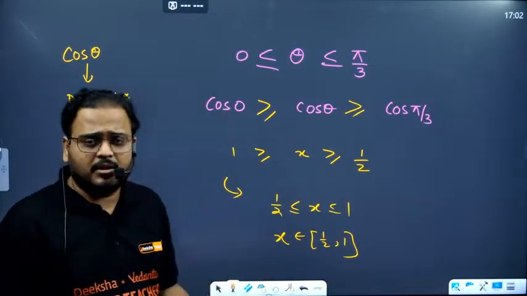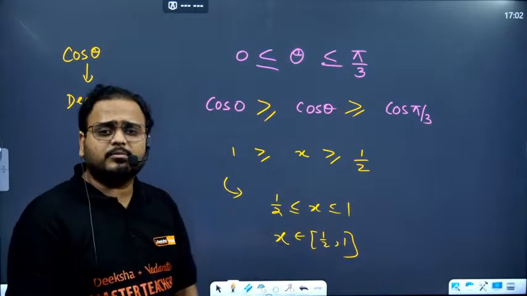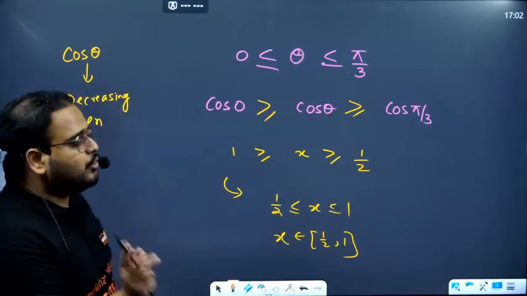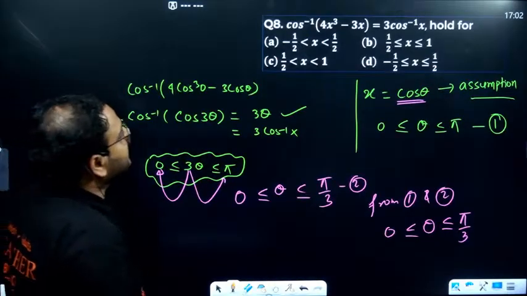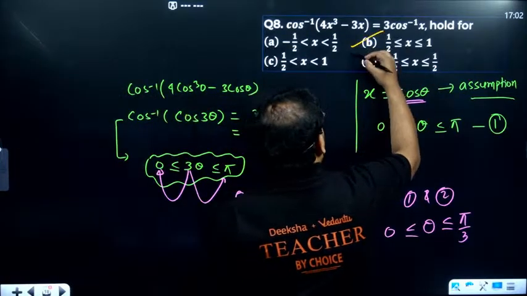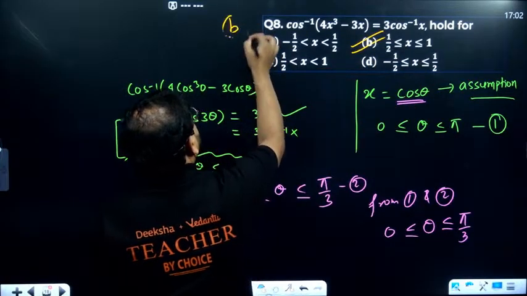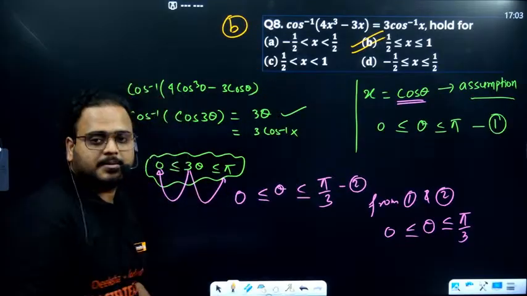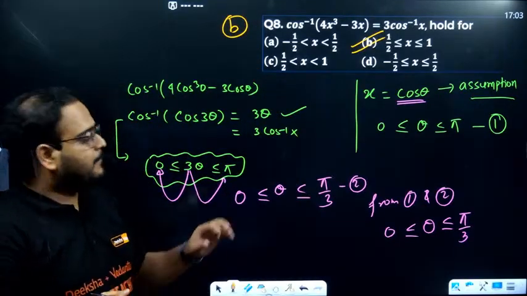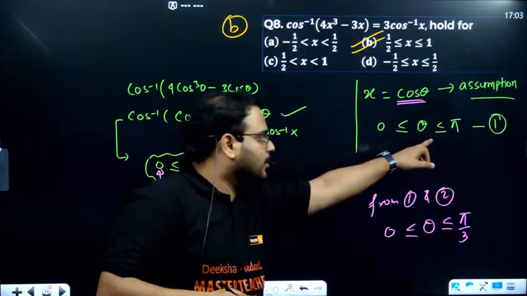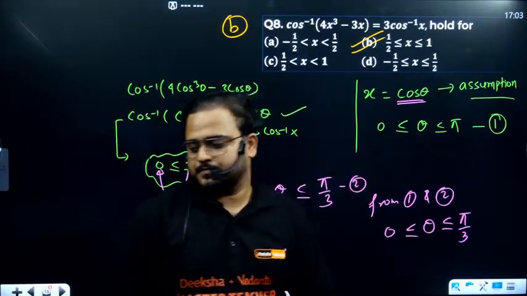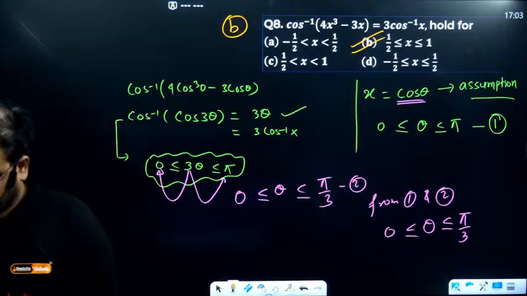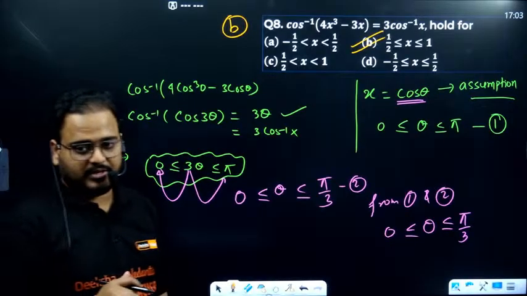How is it possible? Can you have the domain as 1 to 1 by 2, or any interval as 1 to 1 by 2? No, that's why it is not. Of course, it makes sense as well. So my answer is clearly B. Anybody thinking why not option C, sir? Why not option C? Because in cos theta, this and this are closed. We have closed intervals over there.